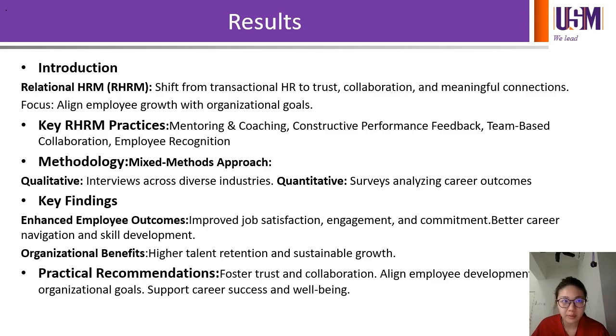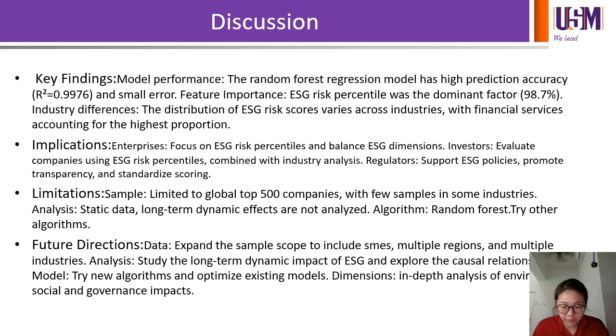Now the discussion: what does the finding mean for stakeholders? For enterprises, focus on ESG risk percentile as it has the strongest impact on risk assessment and firm value. Strive for balance across environment, social, and governance dimensions to ensure holistic development. For investors, use ESG metrics, especially percentile, as a tool for evaluating long-term investment potential. Diversify portfolios by considering industry-specific ESG risks and opportunities. For regulators, promote transparent and standardized ESG reporting frameworks, and encourage companies to adopt ESG practices through tax incentives and regulatory support.